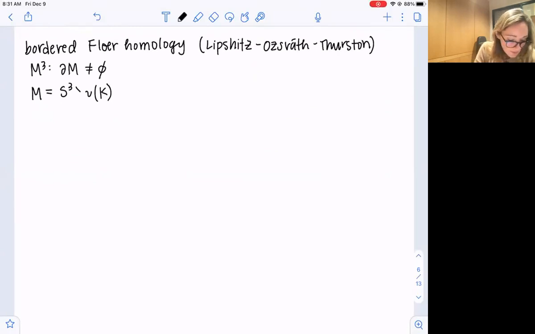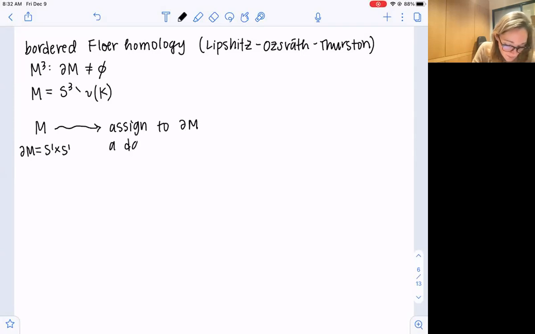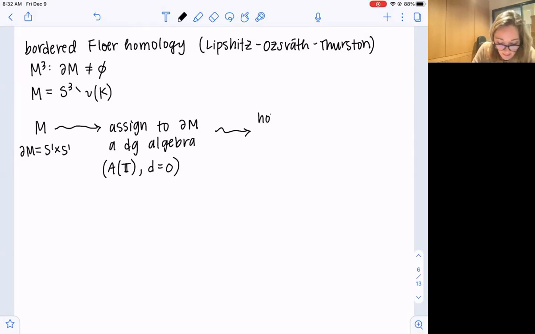And so the way the theory works is thus: we have some 3-manifold, which we'll say has a single toroidal boundary component. And what we do is we associate to the boundary a differential graded algebra. And actually, in the case when my boundary is a torus, this is called the torus algebra, fittingly. And it's actually just a graded algebra. And then our invariant in this case is the homotopy equivalence class.